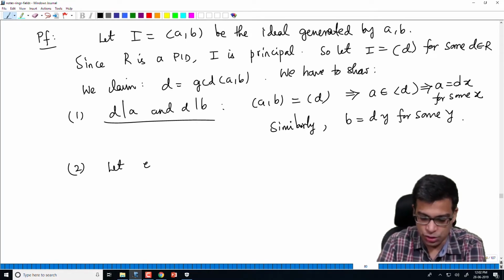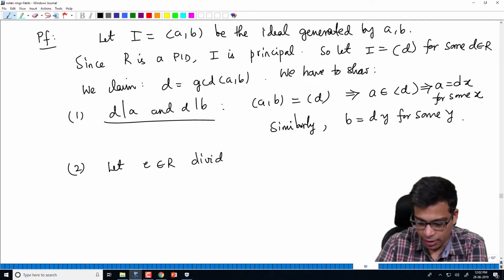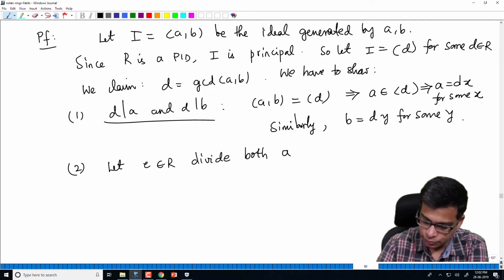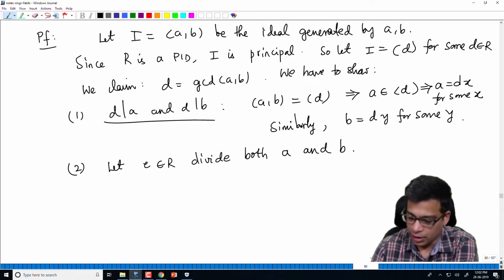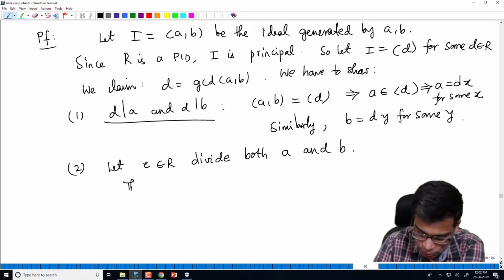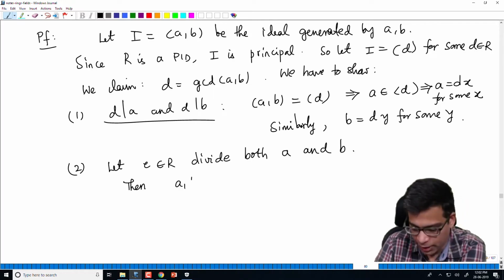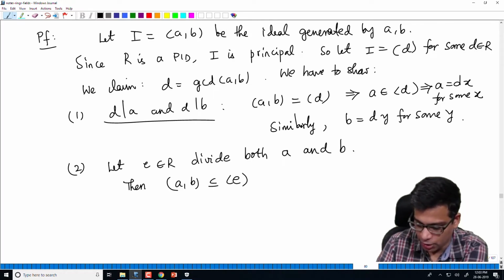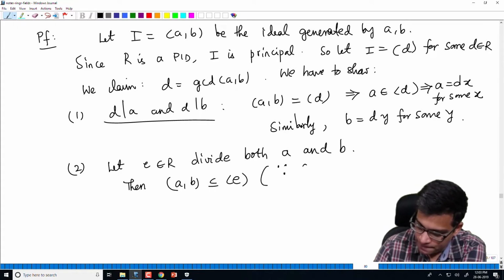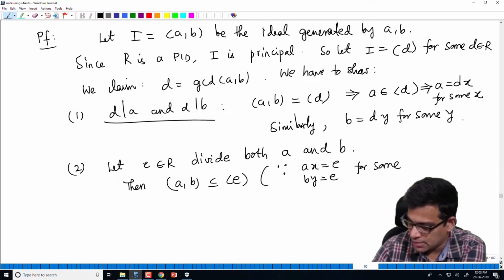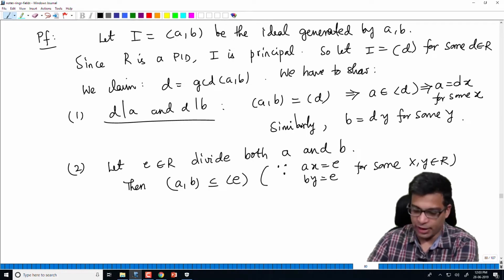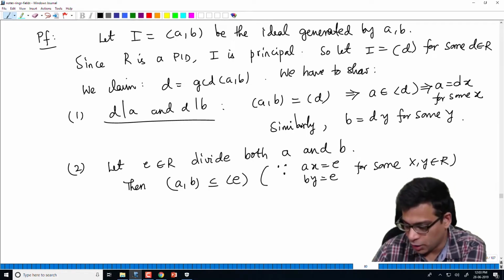So let us choose E, an element of R, let E divide both A and B. Then I claim that the ideal generated by A and B is contained in the ideal generated by E. Why is this? This is because Ex equal to A, Ey equal to B for some x and y in R by definition of E dividing both A and B.